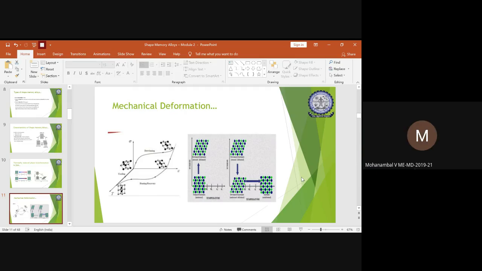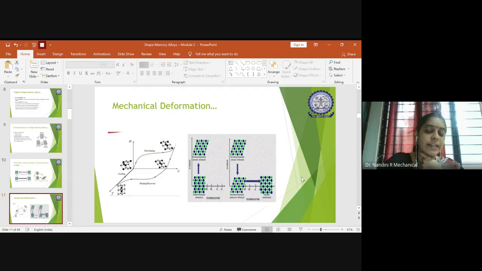Hysteresis loop. Yes, good. Yes, Mohanambal. As I told you, in piezoelectric material you have a hysteresis loop. Similarly here, you will be having a hysteresis loop with a little narrowed area in between. It will be due to heating and cooling. So this is the heating curve and this is the cooling curve. This shows you the variation in the structure of the alloy across different points of heating as well as the cooling.